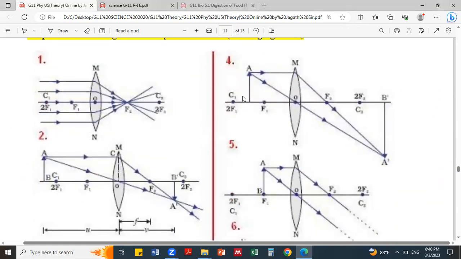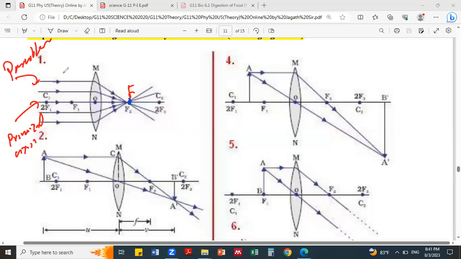Okay, look at it. The first one already we have done it. The focal point is F, and all the rays parallel to the principal axis. Here the principal axis, and here the parallel rays. Rays coming from far away object called parallel rays. They all get converged to what? Not the second focus, first focus.